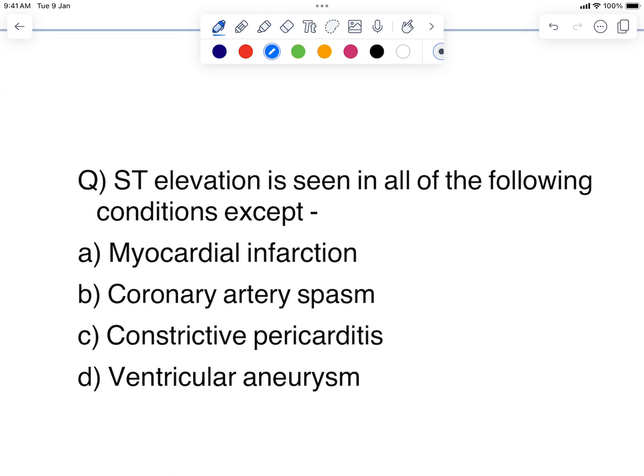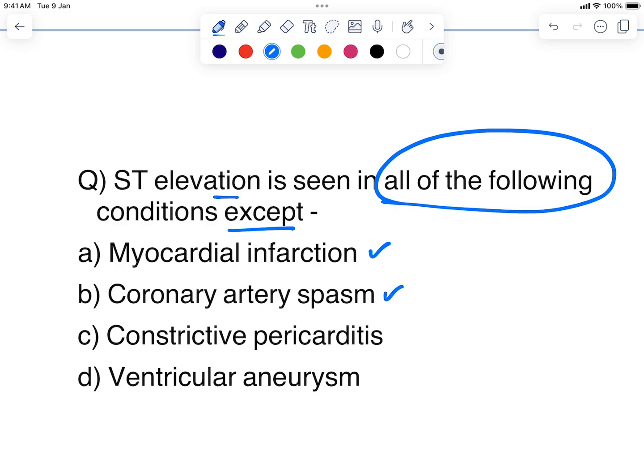ST segment elevation is seen in all of the following conditions except: myocardial infarction, coronary artery spasm, constrictive pericarditis, and ventricular aneurysm. What you have to remember and understand is that in myocardial infarction, you will have ST segment elevation. In coronary artery spasm, you have ST segment elevation, which is nothing but your Prinzmetal angina. In ventricular aneurysm, you also have ST segment elevation, which we call a tomb-shaped ST segment elevation. But ST segment elevation is not observed in constrictive pericarditis.